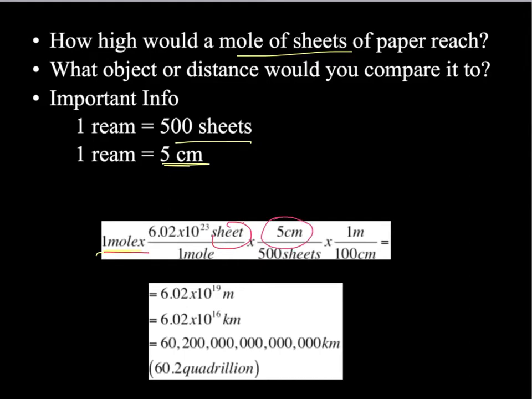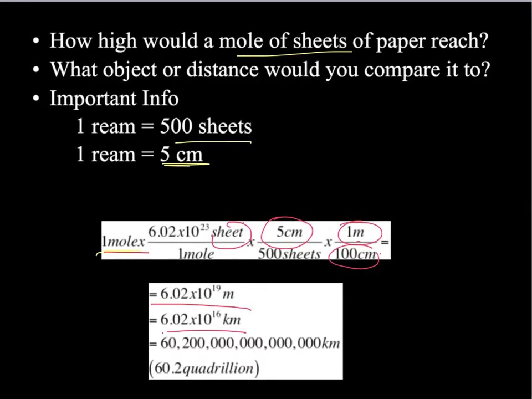Let's get this into meters. So 100 centimeters is 1 meter. Do the math out. You get 6.02 times 10 to the 19th meters. That's a pretty large number, so let's convert that to kilometers. It would be 60.2 quadrillion kilometers tall. So a stack of papers would be 60.2 quadrillion kilometers tall.